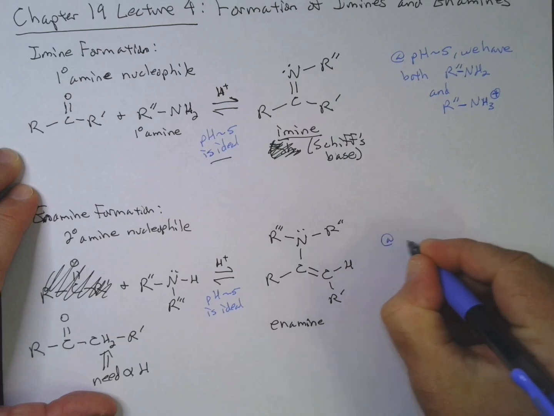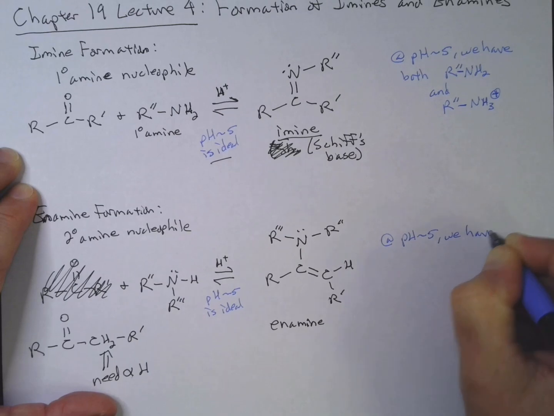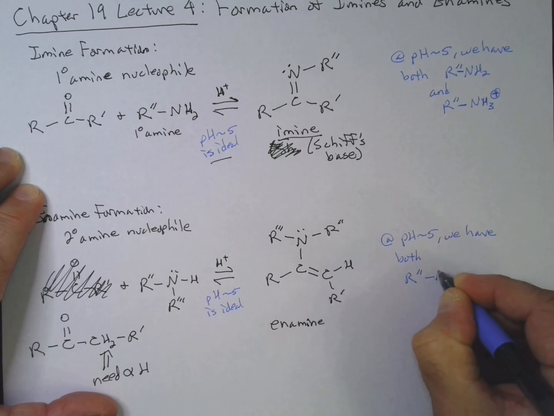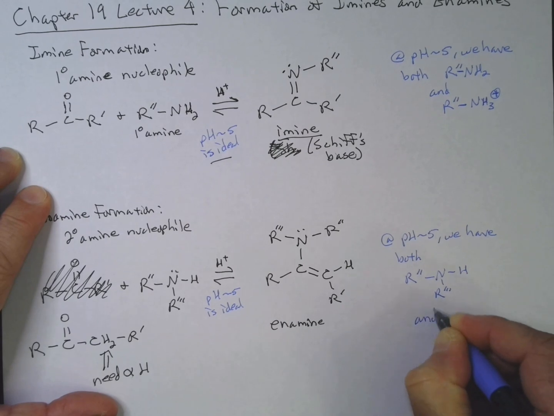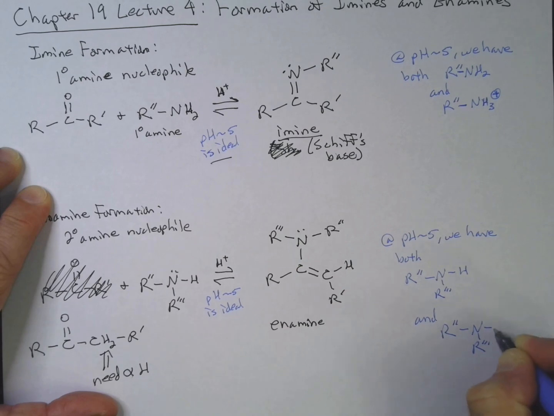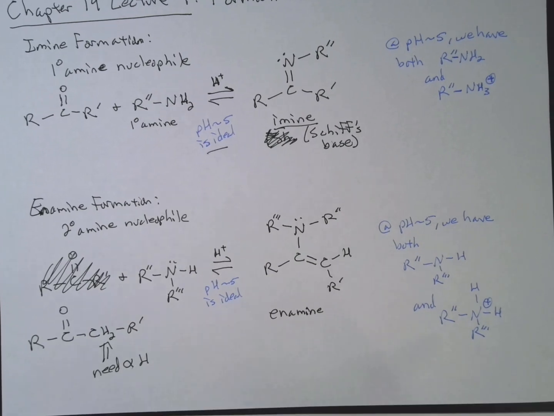And once again, at pH 5, approximately, we have both R double prime N R triple prime H, and R double prime N R triple prime H H with a positive charge. We've got both of those species. Okay? All right, so let's take a look at the mechanism of imine formation, and then we'll look at the mechanism of enamine formation.